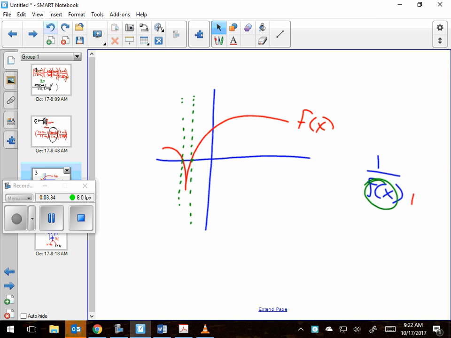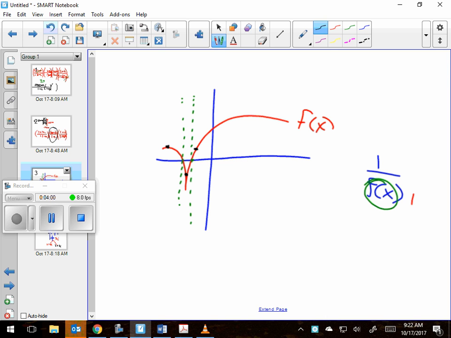So if I pick this spot to be my 1 level, let's say it hits 1 right there, and it hits 1 right there, and it hits negative 1 right here. Then those spots are all important because they're on the reciprocal graph. Those are the only spots where the original and the reciprocal would touch. Because 1 over 1 doesn't change, or 1 over negative 1, it doesn't change.